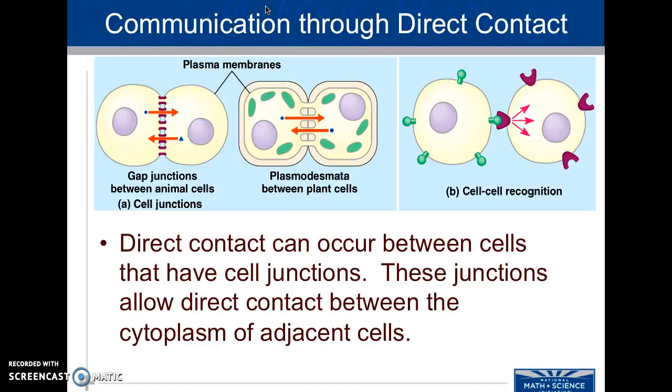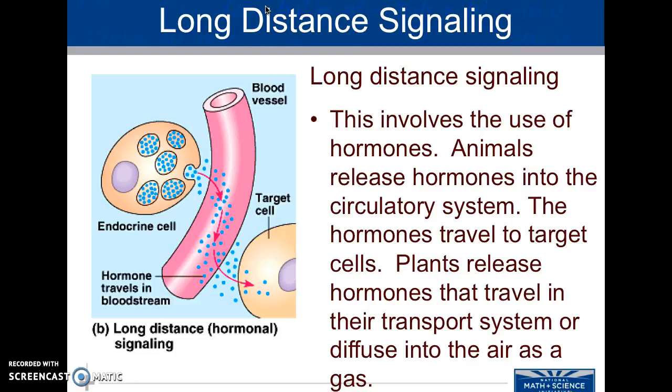Cells can also communicate through direct contact instead of local signaling where they are just very close. Direct contact can occur between cells that have cell junctions. We see them most often in plants with plasmodesmata or gap junctions in animal cells, and they can literally send messaging chemicals through those connections. Also, we see cell-to-cell recognition, which is one cell physically binding to the other cell and determining if it is self or non-self. Think the immune system. So those are all local signaling types of signals.